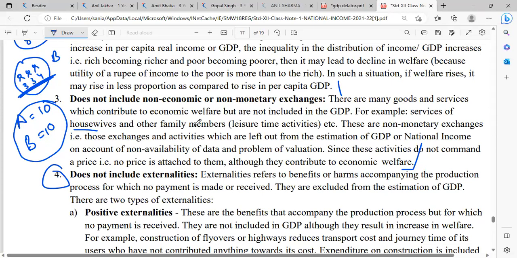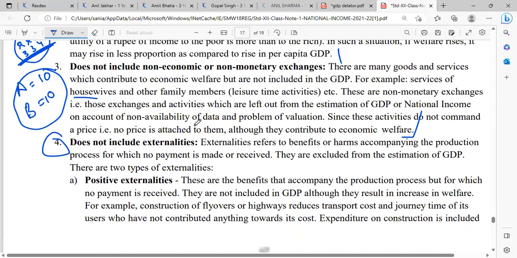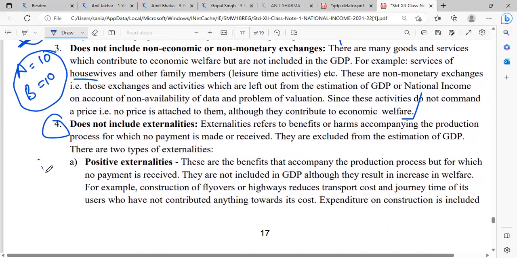Yes, ma'am. So again, it's a limitation of GDP. Then this is very important: it does not include externalities. Ma'am, what is externalities? A definition question can come, an entire 3-marker question can come, because when I was there, there was a 3-marker question for this. Okay. So externalities refer to the benefits or harms accompanying the production process for which no payment is made or received. They are excluded from the estimation of GDP.